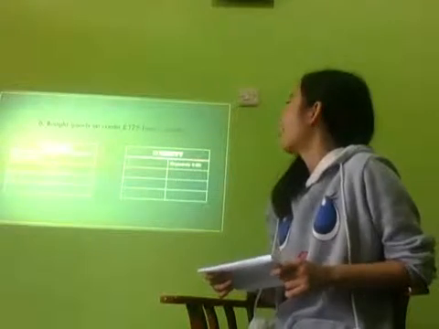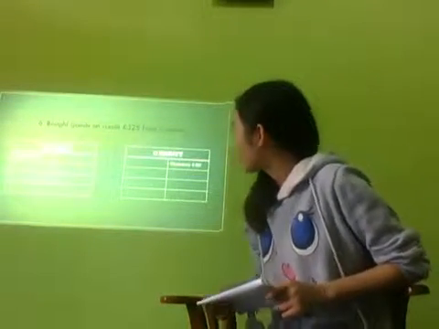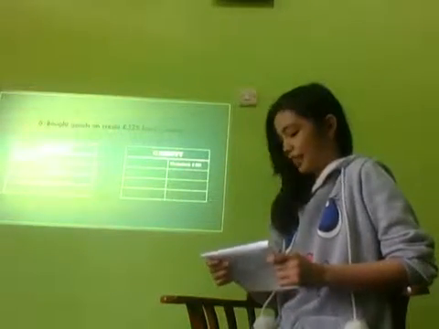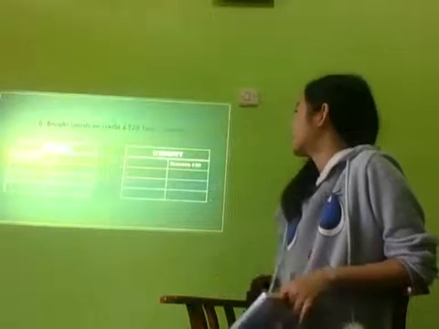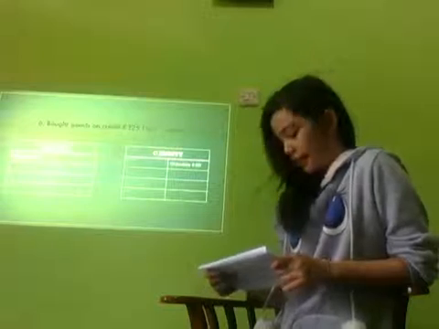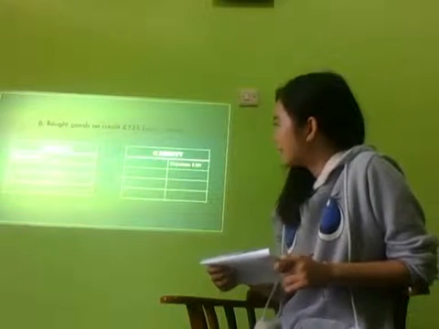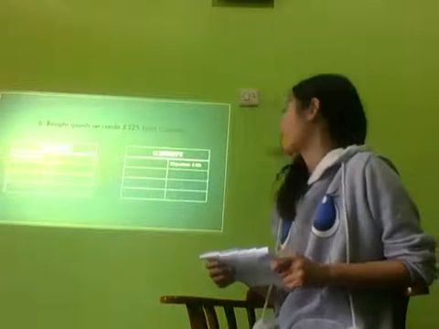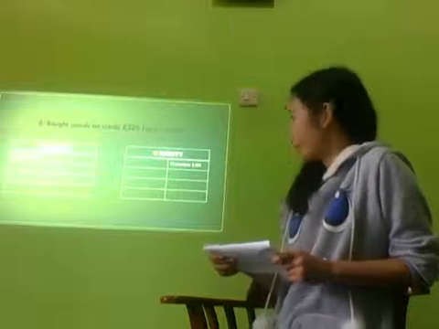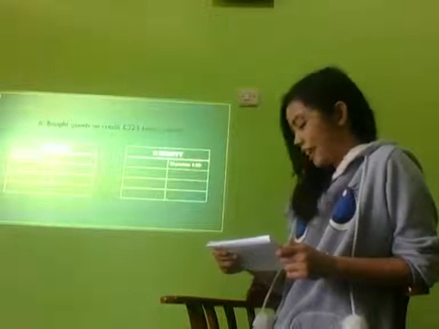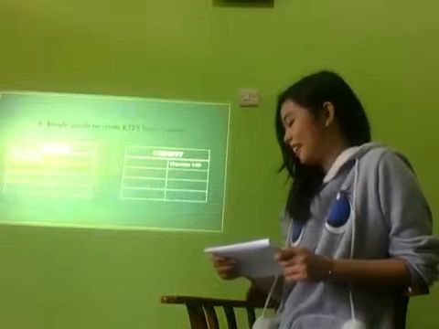Number 6. Bought goods on credit, $325 from Simonti. Purchases increased $325 and Simonti increased $325.